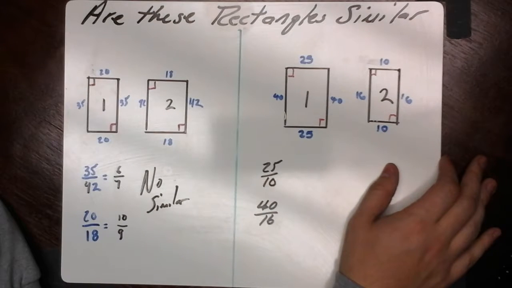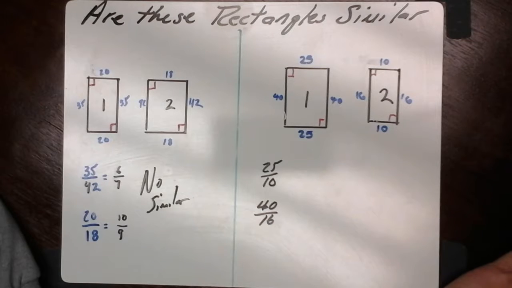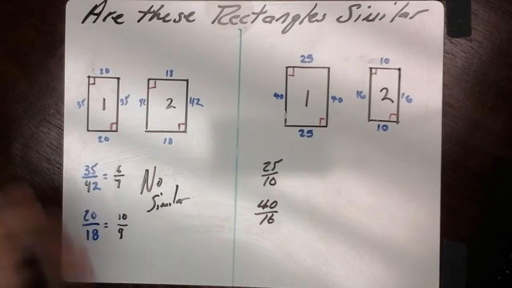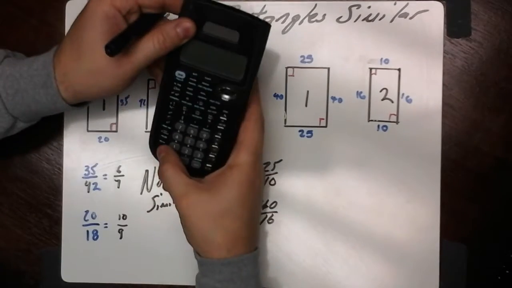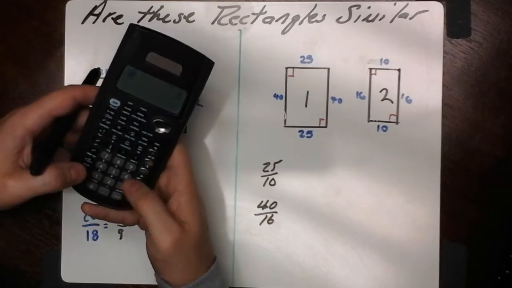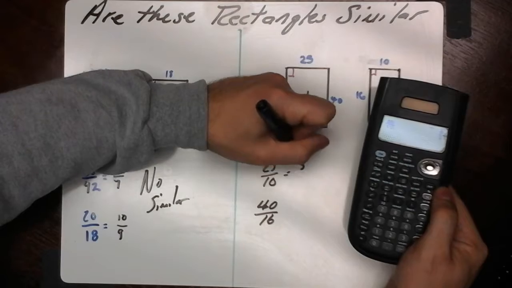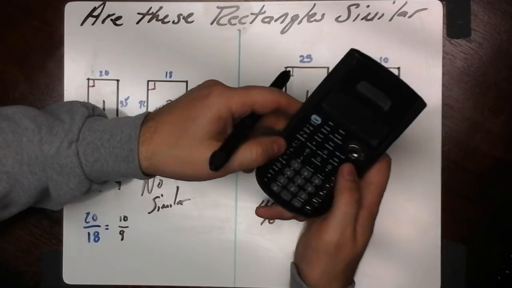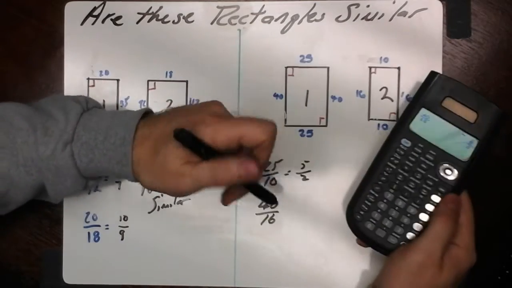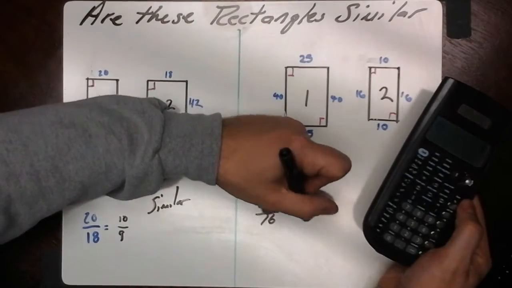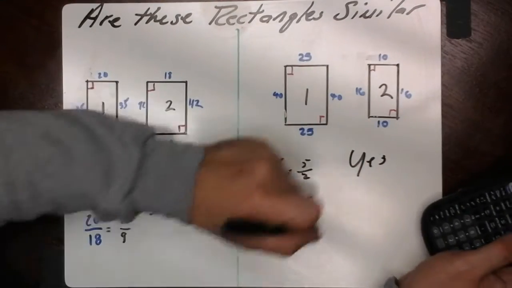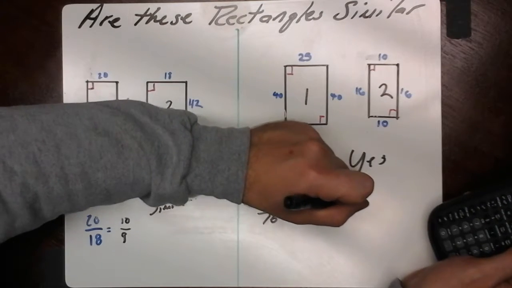I don't have to try all 4 sides. That would be redundant, wouldn't it? Because their opposite sides are congruent here. So let's see what my trusty calculator says about this. 25 over 10 reduces to 5 over 2. Well, let's see what happens with this one. 40 over 16 also reduces to 5 over 2. So that means yes, they are similar. Yes, similar.